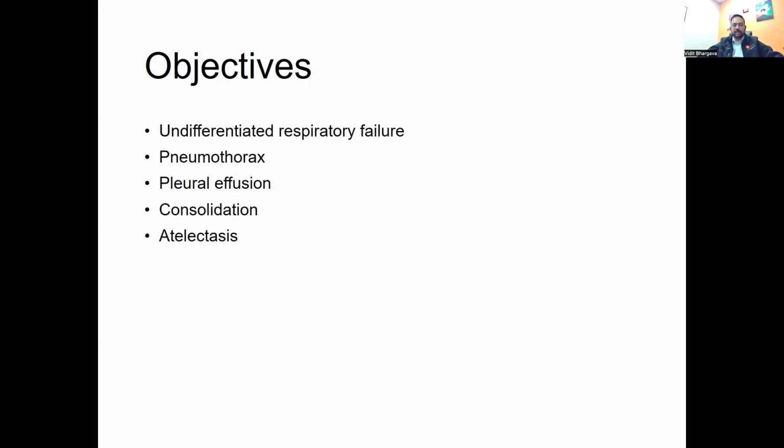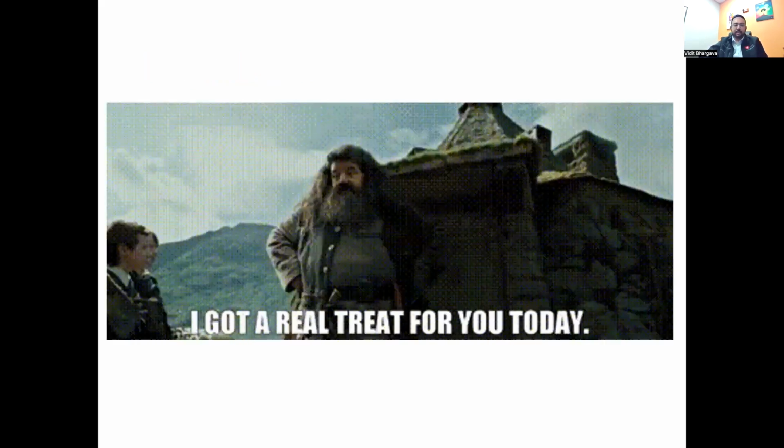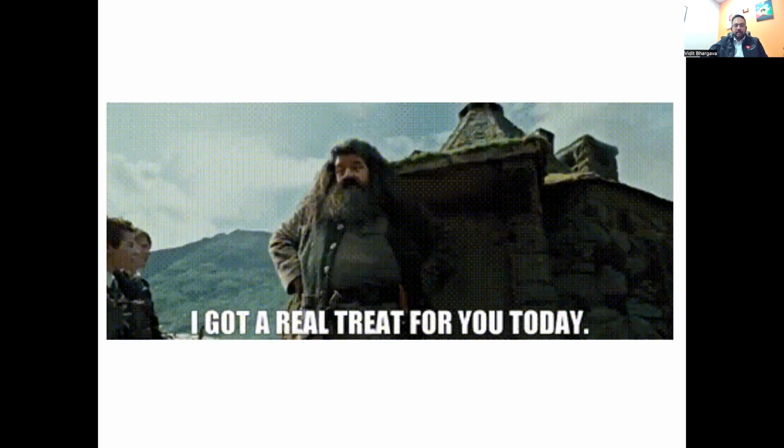The other uses are quite basic and also fit within that systematic approach. Those would be pneumothorax, pleural effusion, and differentiating between consolidation and atelectasis. So with that, let's dive in and think through some of these.